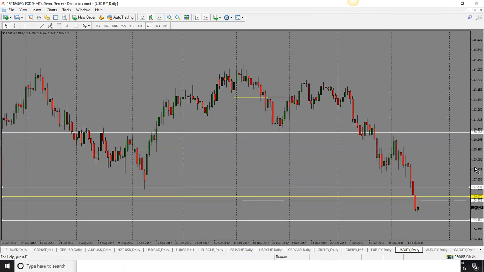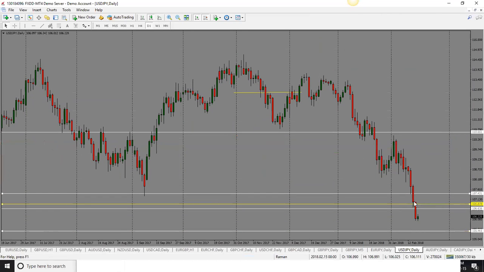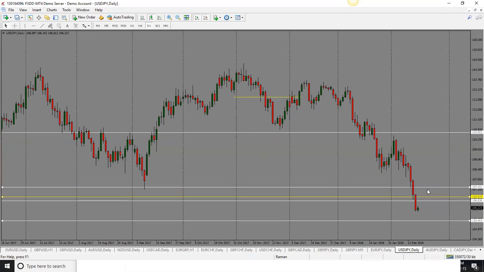Dollar yen here, we did have a big close to the downside. I got a few pips out of this last night. Overall though, it's biased to the downside. I'm looking for price to come into this 105.50 level as the target to the downside. It's just been one way, because the US dollar has been weak and the yen has been strong. So dollar yen has been hit pretty badly with the weakness here.